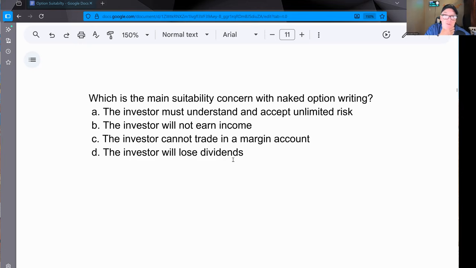What is the main suitability concern with naked option writing? It's extremely risky, right? All of them, they will earn income. They can only do it on a margin account, and there's no dividends. They're not getting dividends. The answer's got to be A. They understand and accept unlimited risk. They need to understand that unlimited means the limit does not exist. That you literally, there is no number where you stop losing money. That's unlimited risk. So the answer is A.